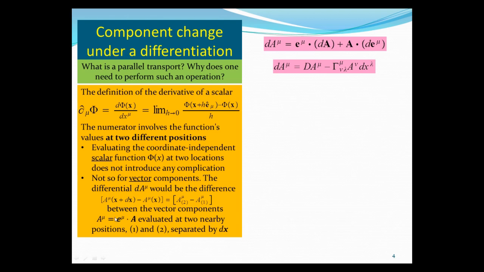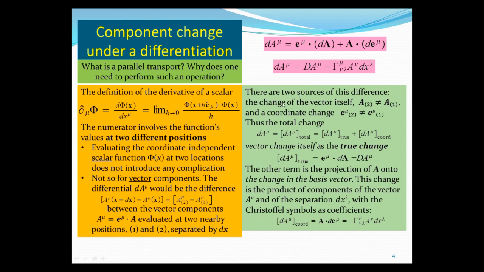Now, again, remember that the component of a vector is the projection of the vector onto the basis. So the evaluation at two different locations, separated by dx, will have two sources of difference. One is that the vector itself changes: the vector at 2 is different from the vector at 1. But also, even without the vector itself changing, the basis has changed, because a component has two parts, the vector itself and the basis. So the total change, the differential, has two parts. One I call the true part, and one I call the coordinate part.